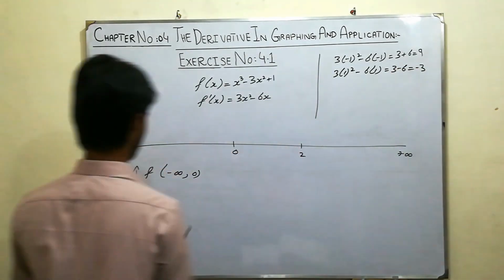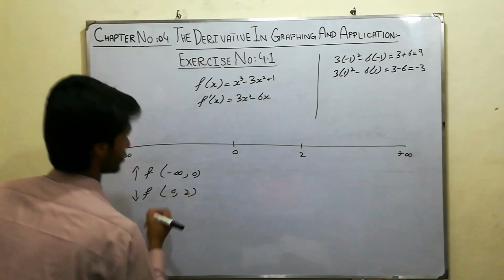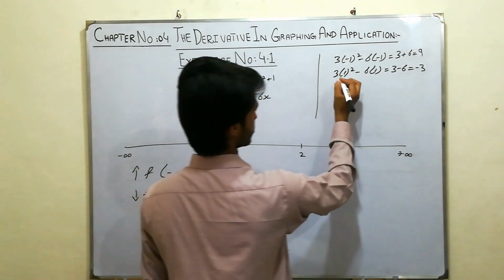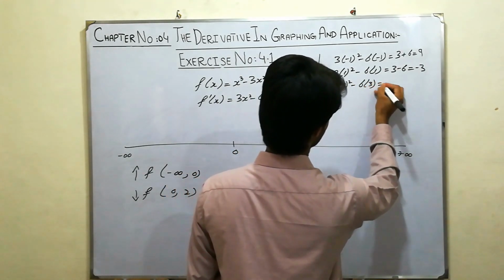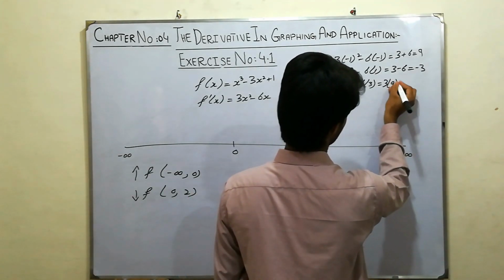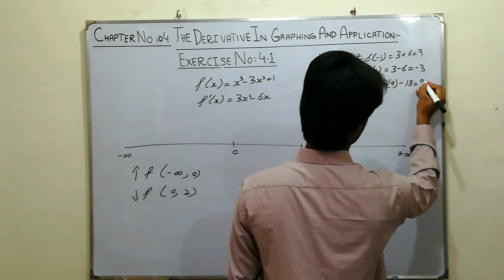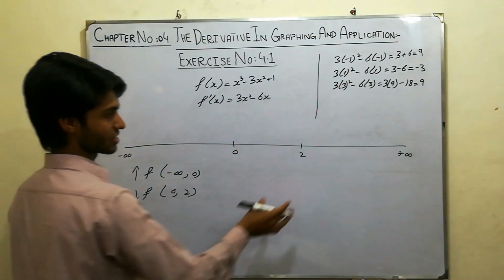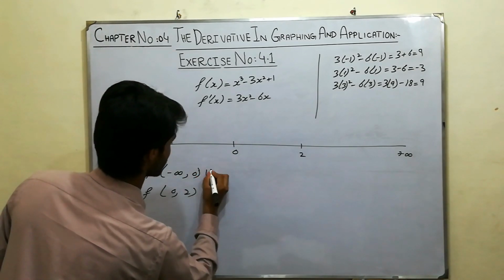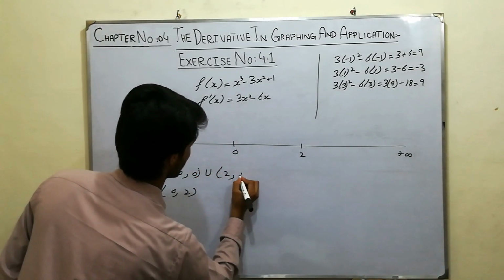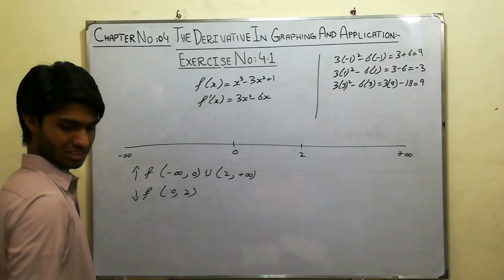So we have a negative value. It means that the function is decreasing from 0 to 2. If we put a value greater than 2, let's suppose 3, in the function, we have a positive value. So the function is also increasing from 2 to plus infinity. So we have minus infinity to 0 union 2 to plus infinity, because the function is increasing at these points. So this is the increasing and decreasing function.